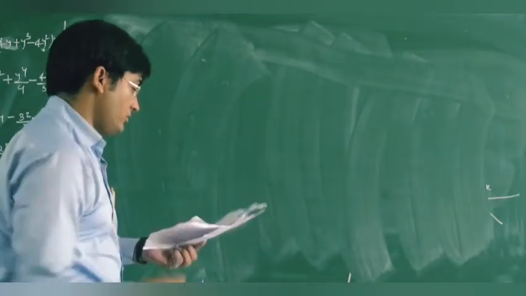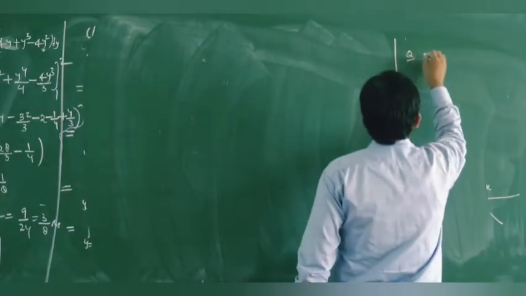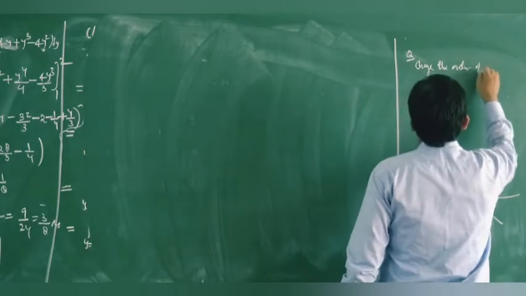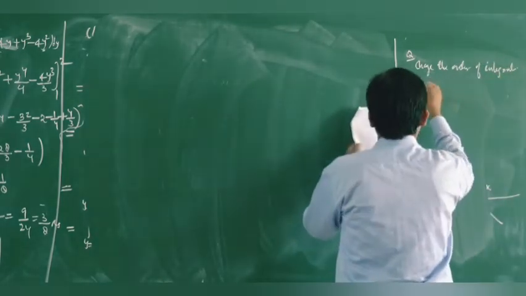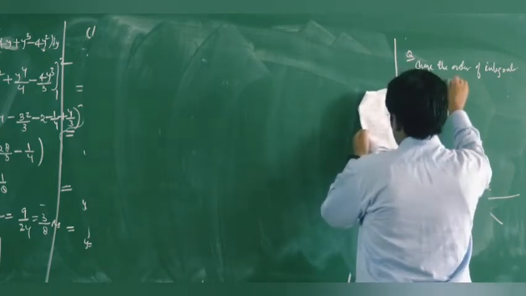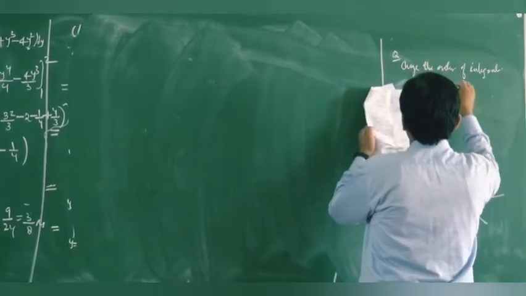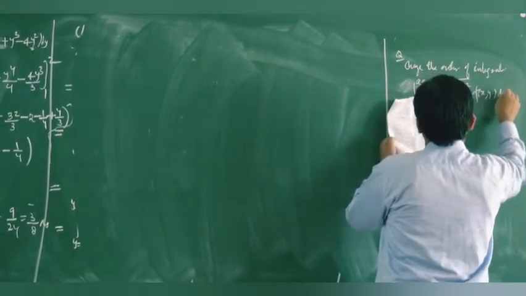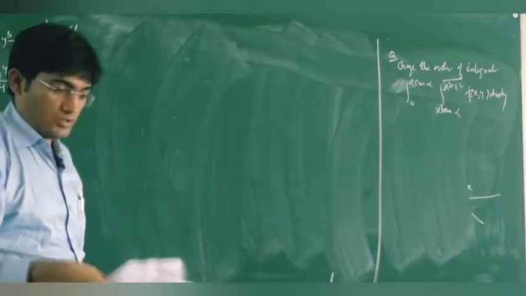Now let us change the order of integration. Question: change the order of integration in the double integral, x from 0 to a cos alpha and y from x tan alpha to under root a square minus x square, f(x,y) dx dy. So let us change the order of integration in this problem.